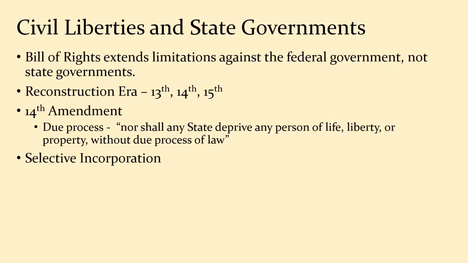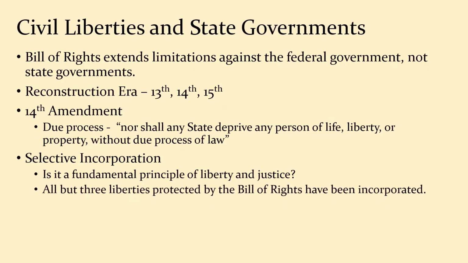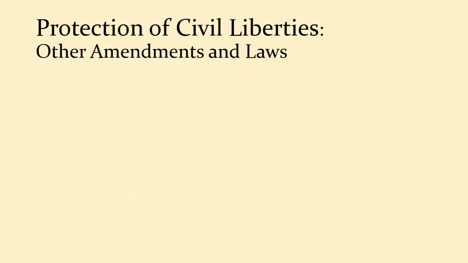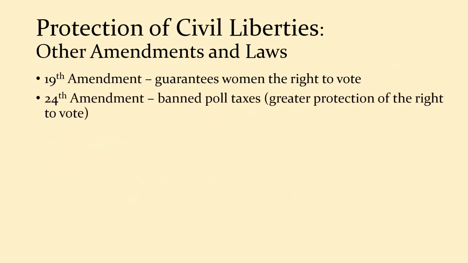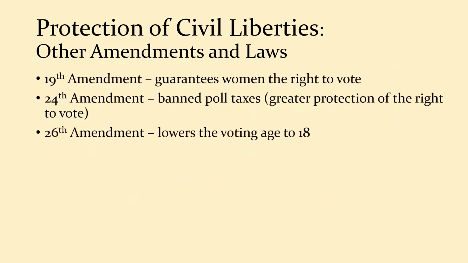There are other amendments to the U.S. Constitution that enumerate civil liberties. I've got a few of them listed here. For example, the 19th Amendment guarantees women the right to vote. The 24th Amendment banned poll taxes, giving greater protection for the right to vote. The 26th Amendment lowers the voting age to the age of 18.